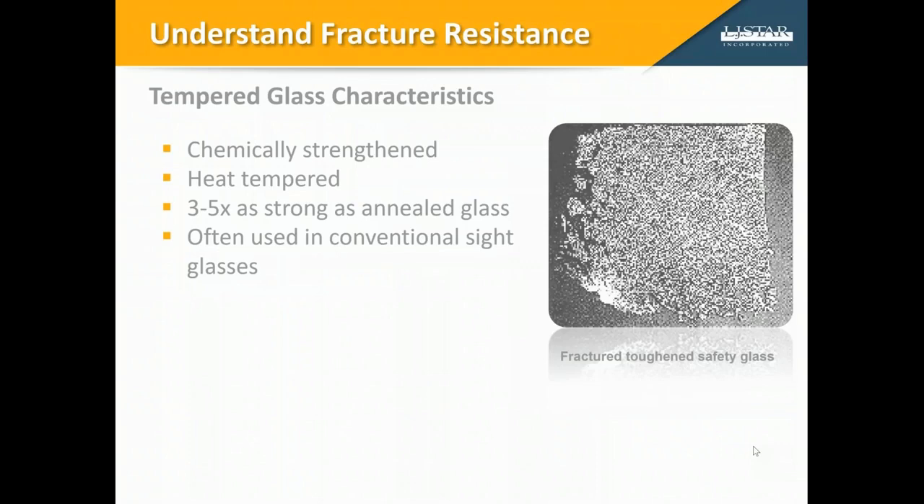In the second method, thermal tempering, annealed glass is heated to approximately 680 degrees Celsius, almost at softening point. The glass is then quenched, or cooled, with a steady high-pressure flow of compressed air. This process quickly cools the surface, which goes into compression, while the core is allowed to cool more slowly, which then goes into tension. This process makes heat-tempered glass 3 to 5 times as strong as annealed glass.